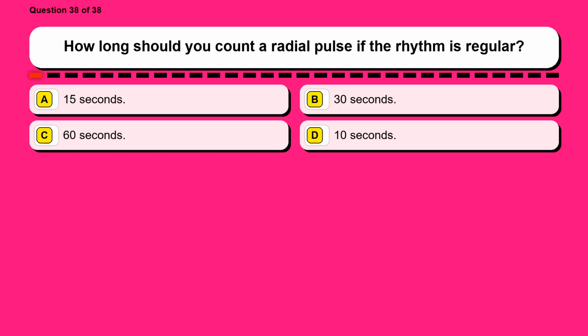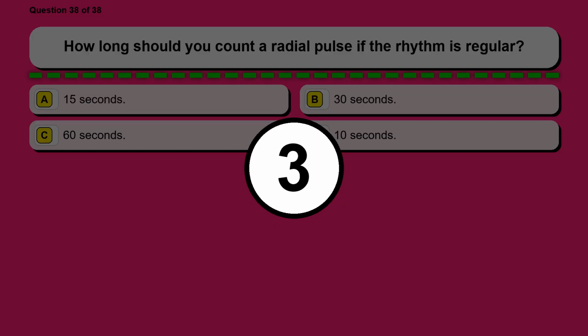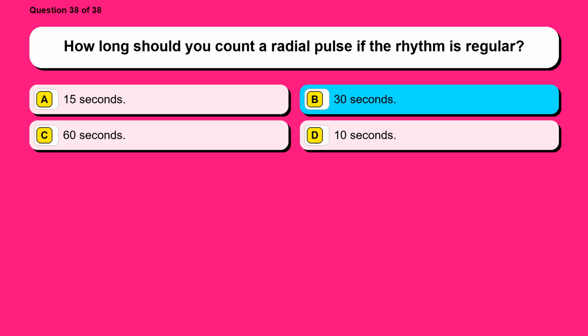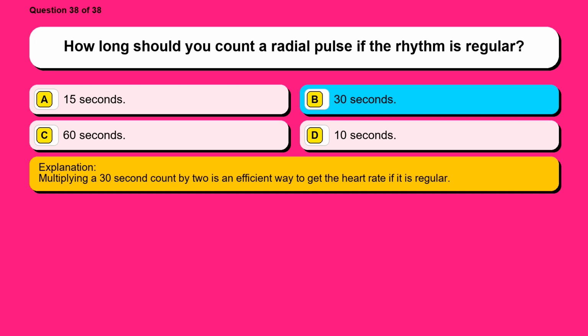Question 38. How long should you count a radial pulse if the rhythm is regular? Option A, 15 seconds. Option B, 30 seconds. Option C, 60 seconds. Option D, 10 seconds. The correct answer is option B, 30 seconds. Multiplying a 30-second count by 2 is an efficient way to get the heart rate if it is regular.